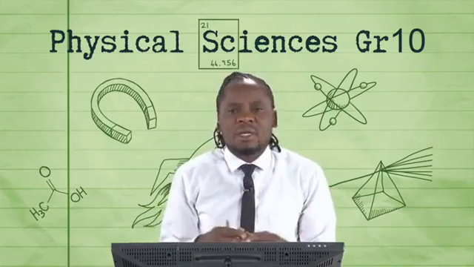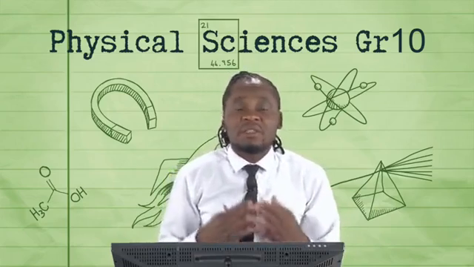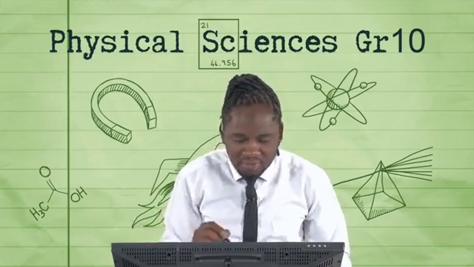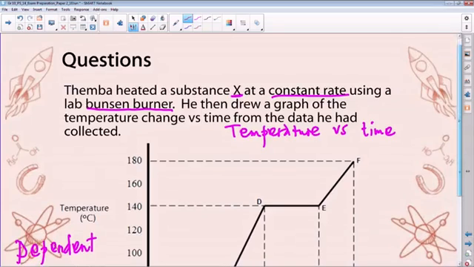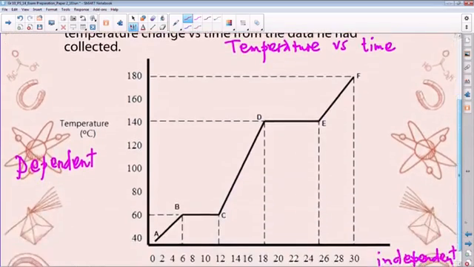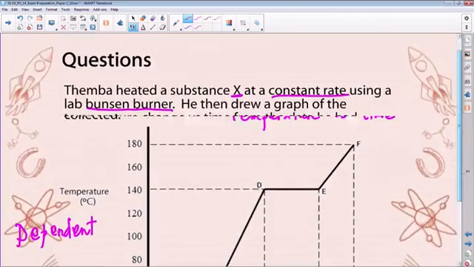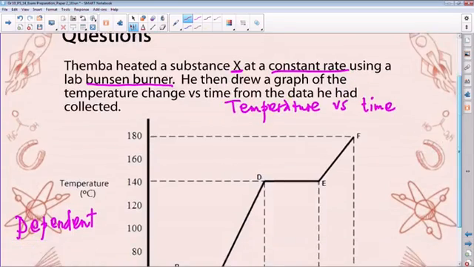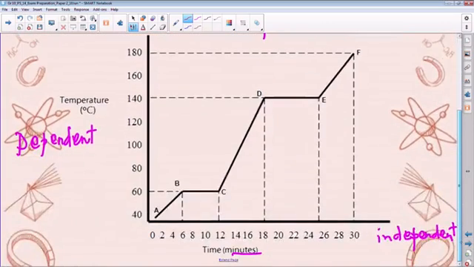For that reason, we can say that the gas does not have a definite shape. So let's go to the graph and look at the points which represent segments where the substance does not have a definite shape. Okay, so if it does not have a definite shape, let's check. So if we go back, we can check between which points we have liquids and gases.